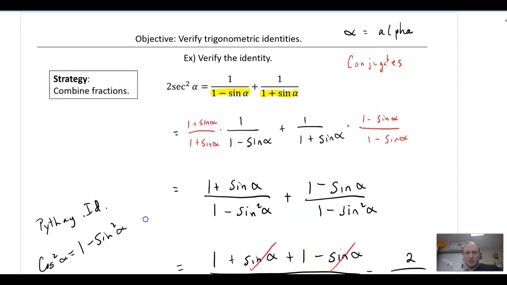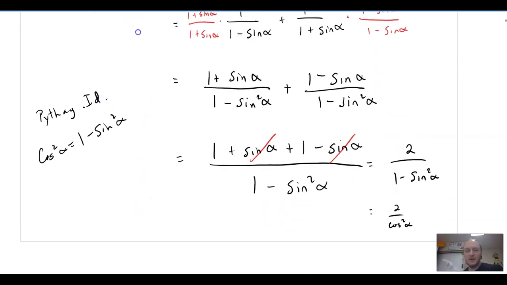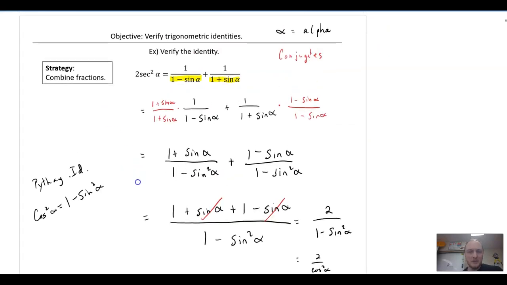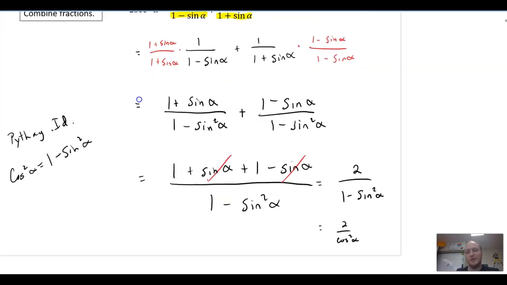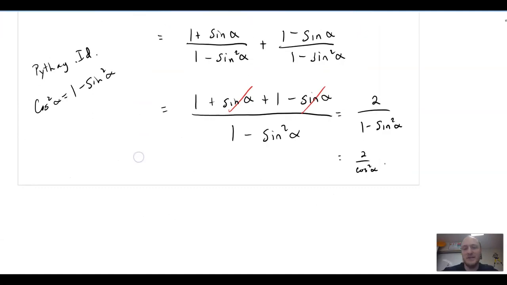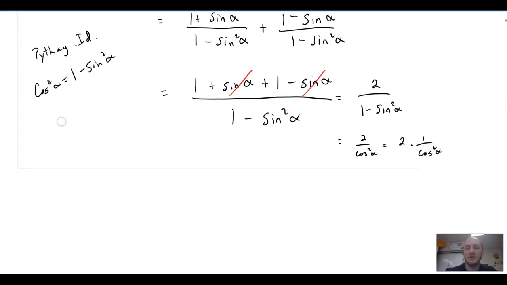All right. Okay, what do we want to verify? Like, I forget sometimes. You have to go back. What are we even trying to do? I want 2 secant squared alpha. Oh, okay. Well, this is 2 times 1 over cosine squared alpha, right? So isn't 1 over cosine secant squared? Heck yeah, 2 secant squared alpha. And we're done. Right, QED. Boom! I showed it. Okay.